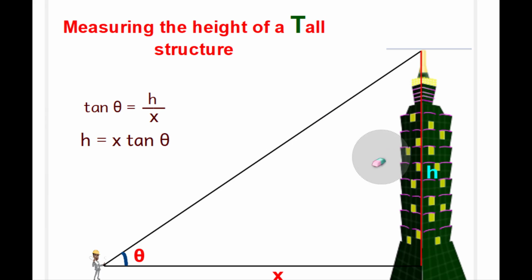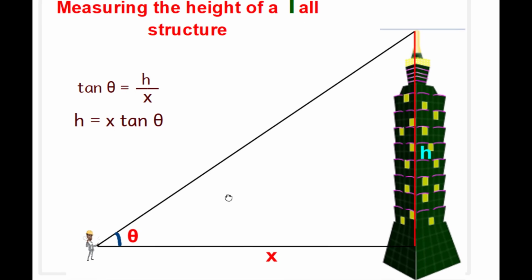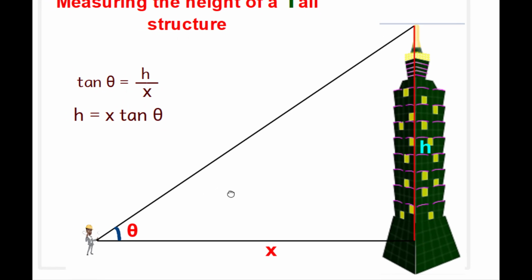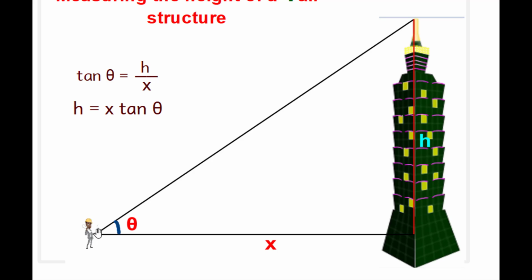It is easier for us to measure this height by using the basic identity of tan theta. If this angle is theta, let us assume the person standing here has an instrument by which he can measure this angle theta, which is made with the horizontal. So this is theta. We have instruments by which we can measure this angle theta, and this x, which is the distance from the tall structure to that person, can also be easily measured.